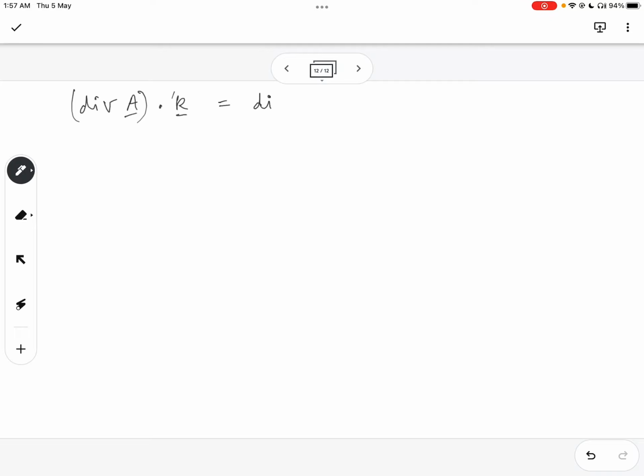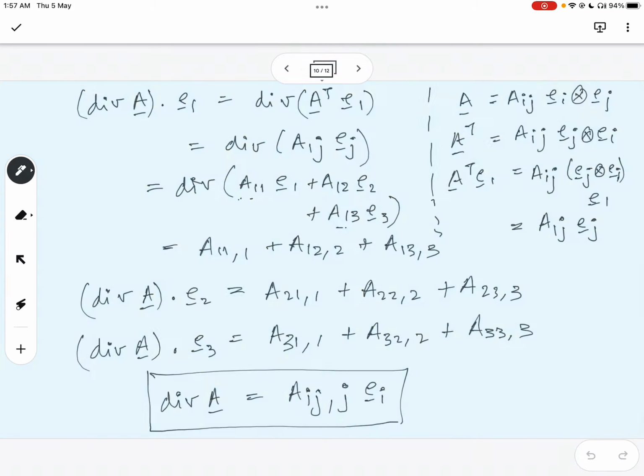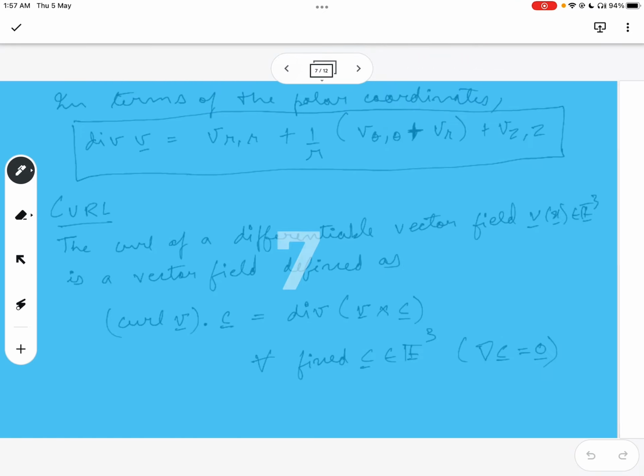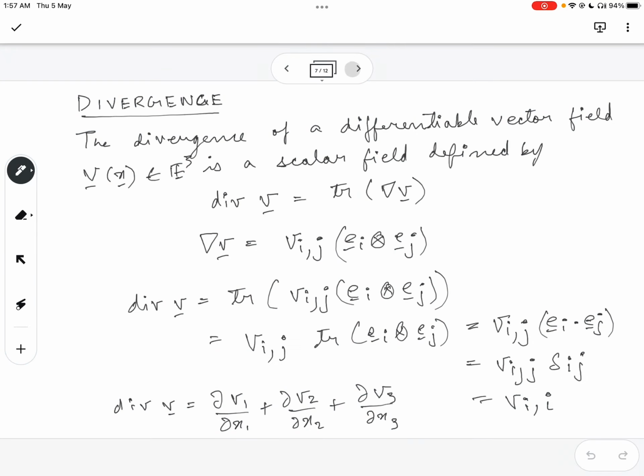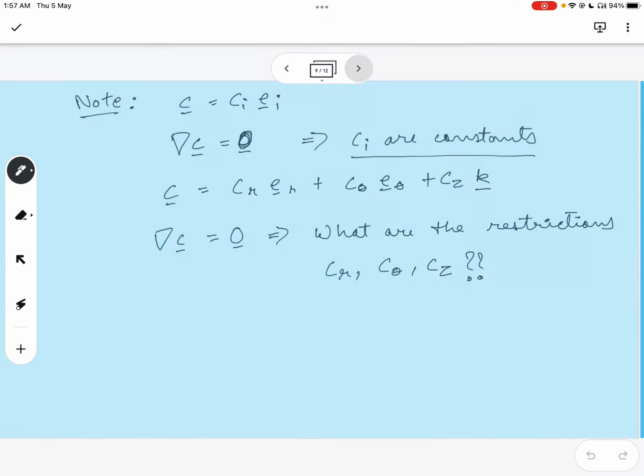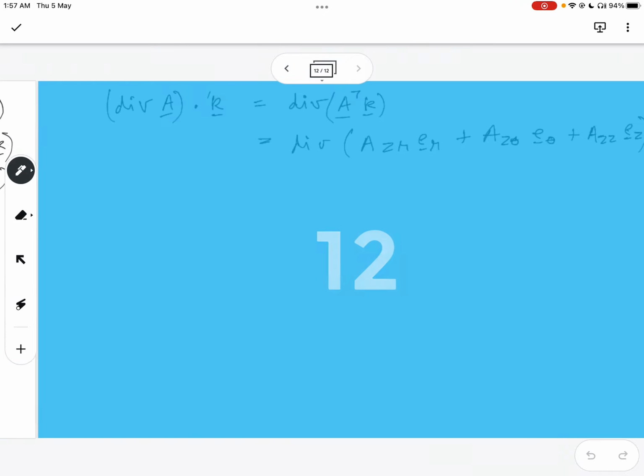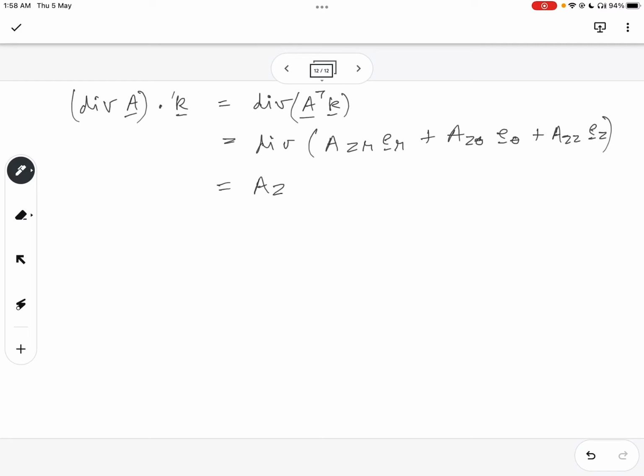So divergence A dot K is divergence A transpose K, which is divergence of AZR ER plus AZ theta E theta plus AZZ EZ. According to the definition of divergence in polar coordinates, which I had asked you to prove, this is nothing but AZR comma r plus 1 by r AZ theta comma theta plus AZR over r plus AZZ comma z.